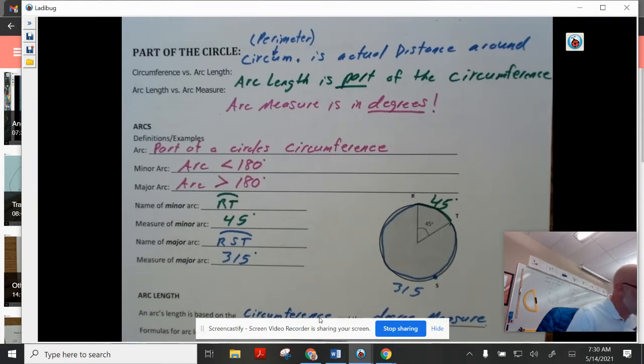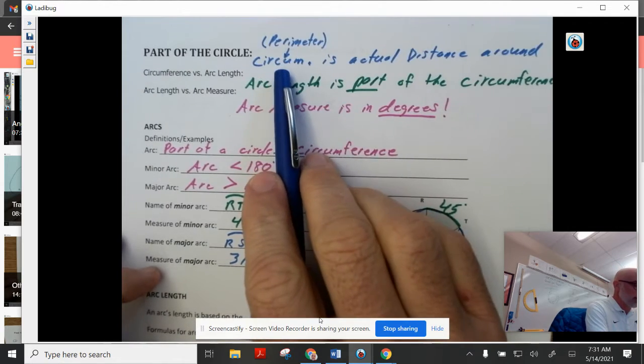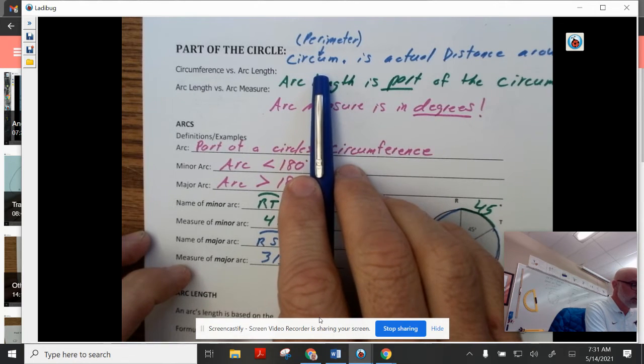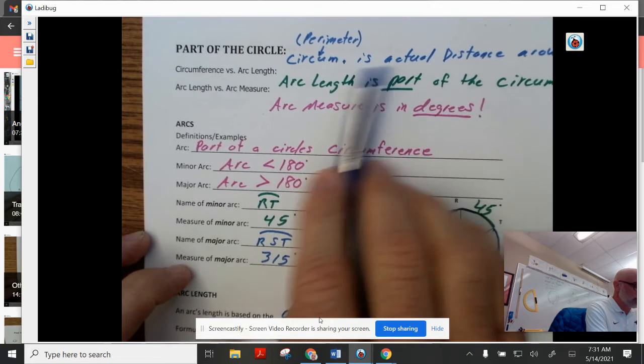All right, let's talk about parts of the circle here, a little bit of vocab review. So you may want to pause the video and write down some of this. But anyway, a little bit of review of some old stuff here. Perimeter and circumference are the same thing. We should know this back from our measurement unit. It's the distance around, right?